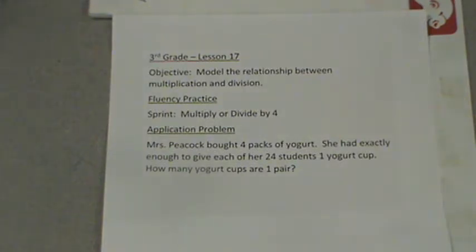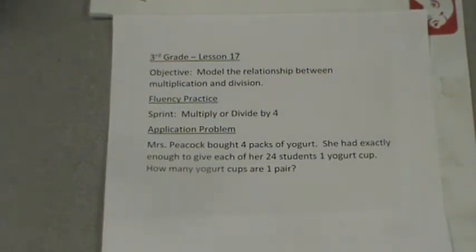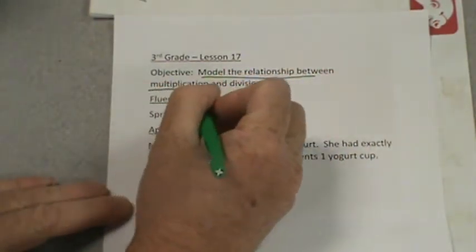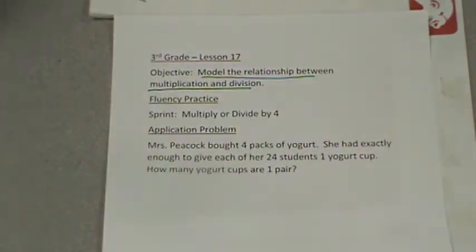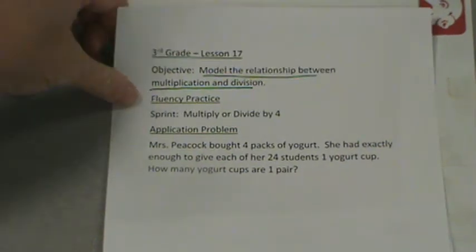So, you do not have a packet today because the copy machine was broken. So you'll just follow along with scratch paper. You don't need to write this down, but you'll write down what I'm writing down on your scratch paper. So we've concluded our sprint, and our objective is to model the relationship between multiplication and division. That's what we're going to be showing today. Let's get started right away with our application problem.